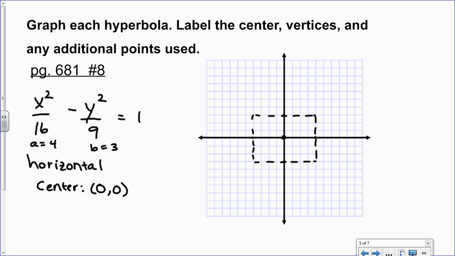Since it's a horizontal hyperbola, I know that my vertices then are on the horizontal axis. So this time it doesn't matter which one's bigger, like if A or B is bigger. It just matters which one's positive. Okay, so those are my vertices. So I label those as ordered pairs because they're points. So that's negative 4, 0, and 4, 0.